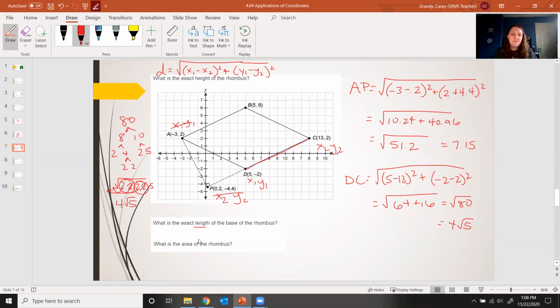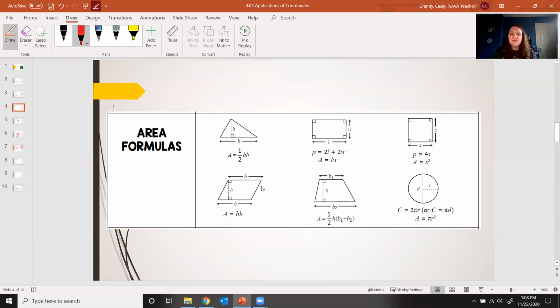What is the area of the rhombus? So we would look at our formula for an area of a rhombus. The area of a rhombus is base times height. Wait, Ms. Grandy, that's a parallelogram. Yes, but a rhombus is a very special parallelogram that has congruent sides. So we can use that equation, base times height.